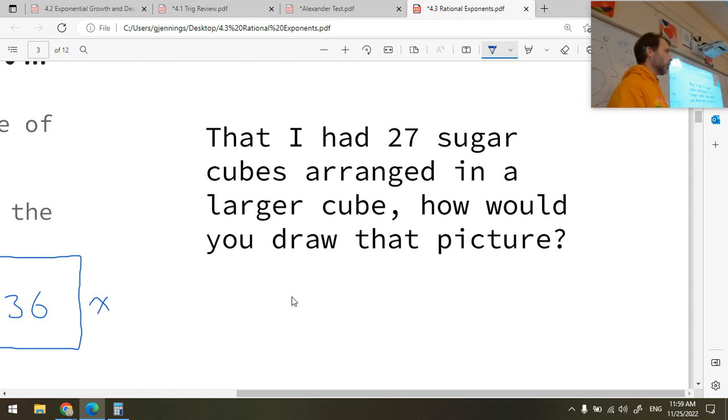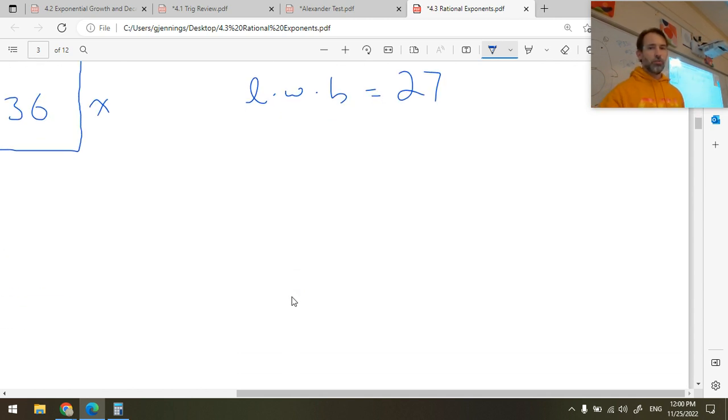Well, I know a cube's volume is length times width times height. And if I have 27 such cubes, then I must have the length times the width times the height equaling 27. But because it's a cube, and I can draw a picture of cubes, not very well, but I can. Math teachers are not known for their artistic skills, generally speaking.